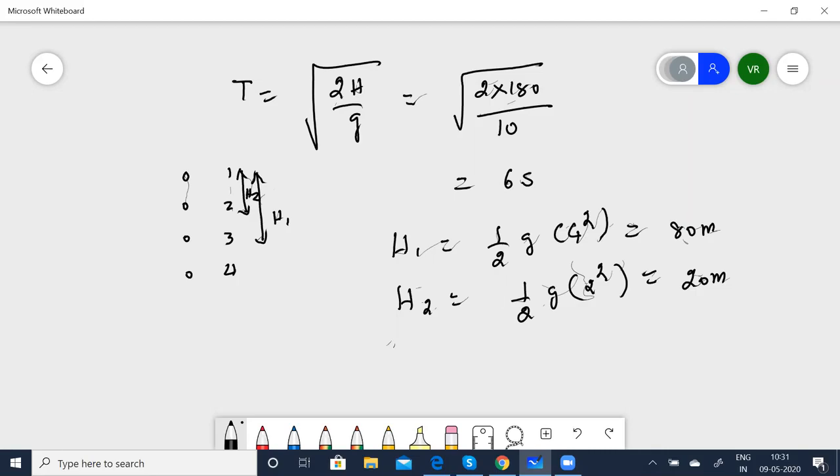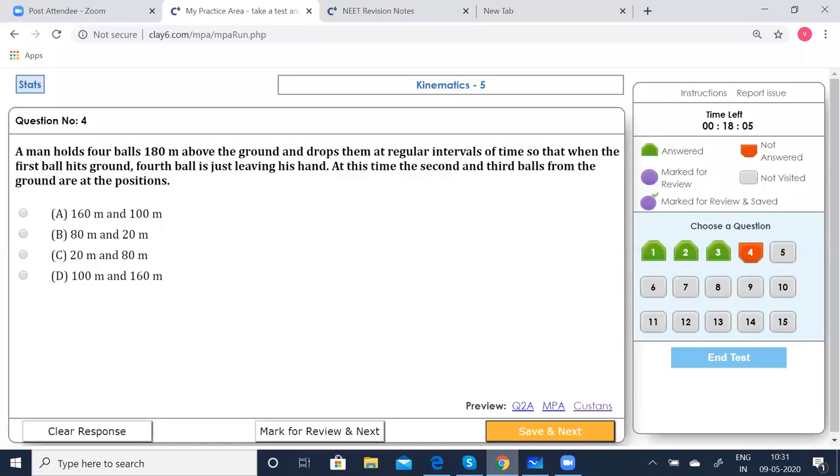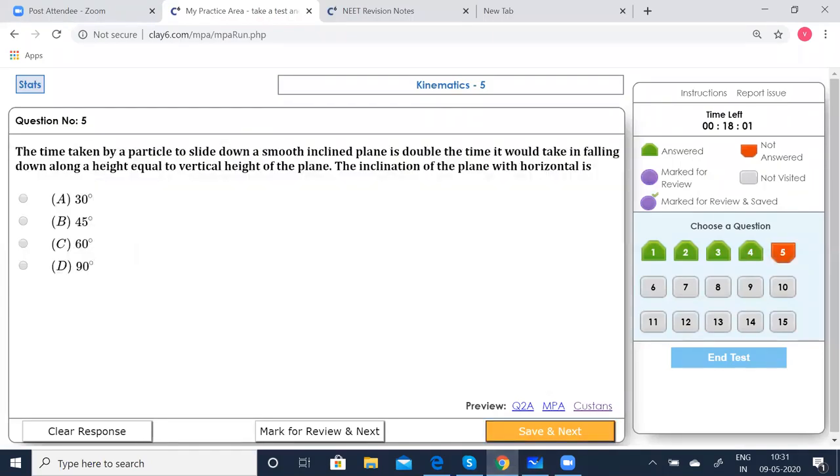So the height from the ground, you have to calculate from the ground, right? So for this it is 180 minus 80, which is equal to 100 meters. And for the second position, it is 180 minus 20, which is equal to 160 meters. So which is the correct option? 160 and 100. So A is the correct option. Save that and go to the next.